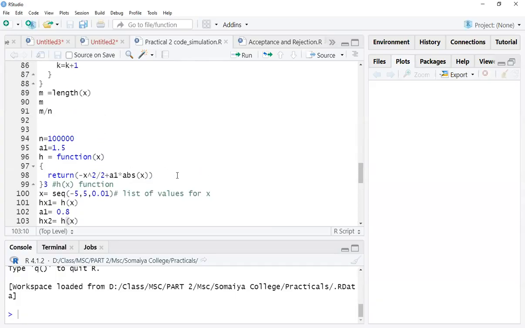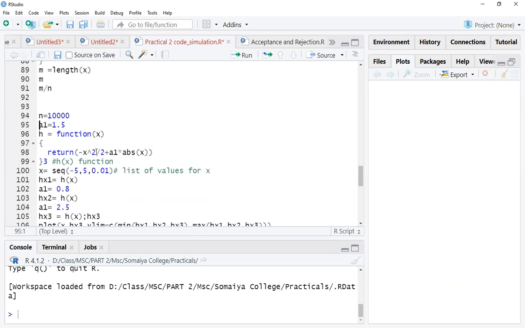Let's look at that problem and how it works in RStudio. Suppose you want to generate 10,000 observations. Here I'm considering different values of my alpha, because I need to understand what to do with my alpha values. So I'm considering alpha as 1.5 and defining my function h here.